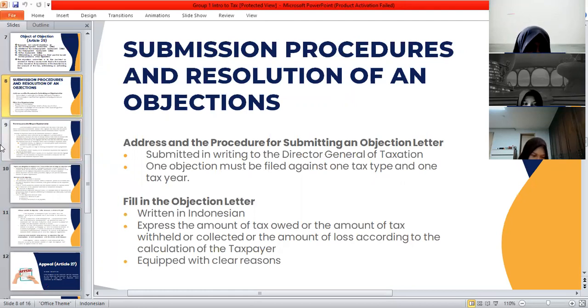First is the address and the procedure for submitting an objection letter. It is submitted in writing to the Directorate General of Taxation, and one objection must be filed against one tax type and one tax year. Second, the contents of the objection letter. First, it is written in Indonesian, expressing the amount of tax owed or the amount of tax withheld or collected or the amount of loss according to the calculation of the taxpayer. And lastly, it is equipped with clear reasons. Next.